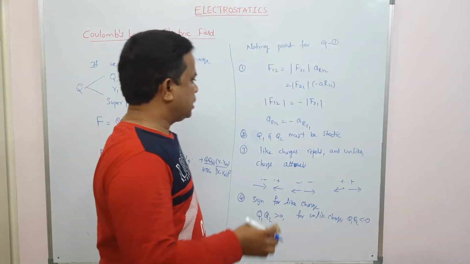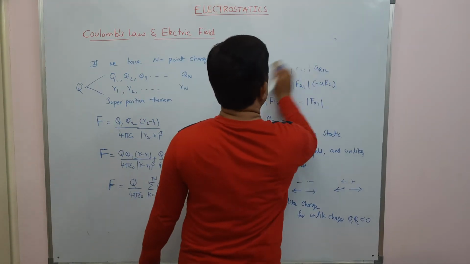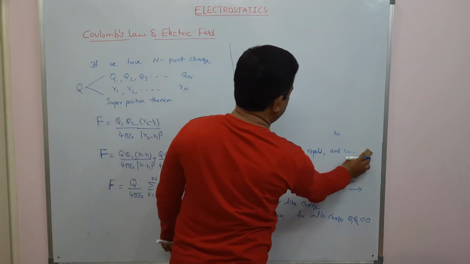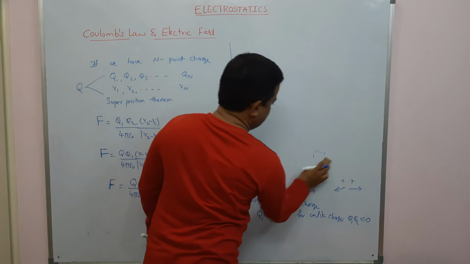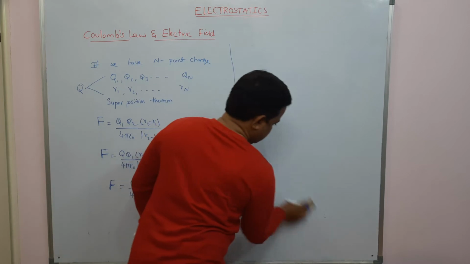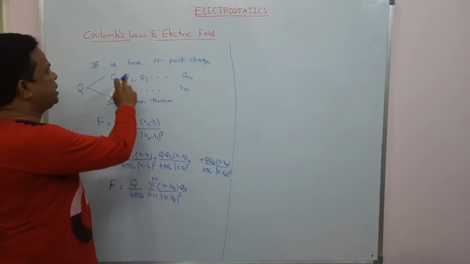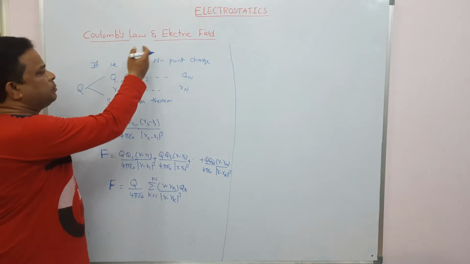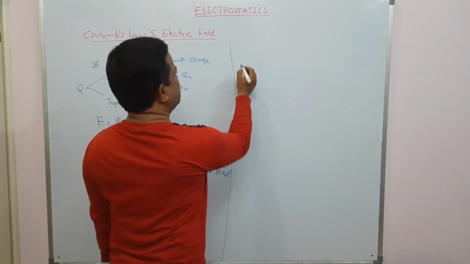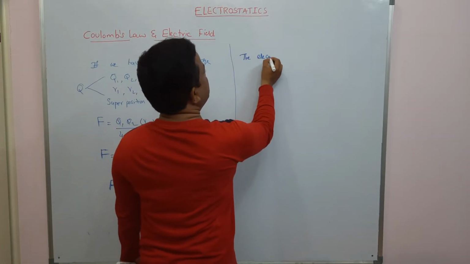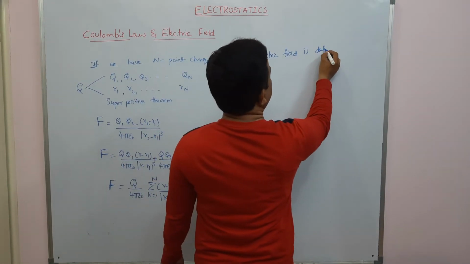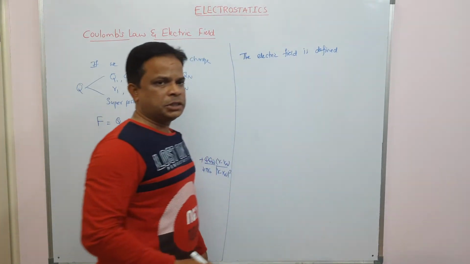Okay. Now after knowing this force between the point charges, our next concept is the electric field. The electric field and the force are very interdependent, related to each other. So we can state that the electric field is defined as force per unit charge.